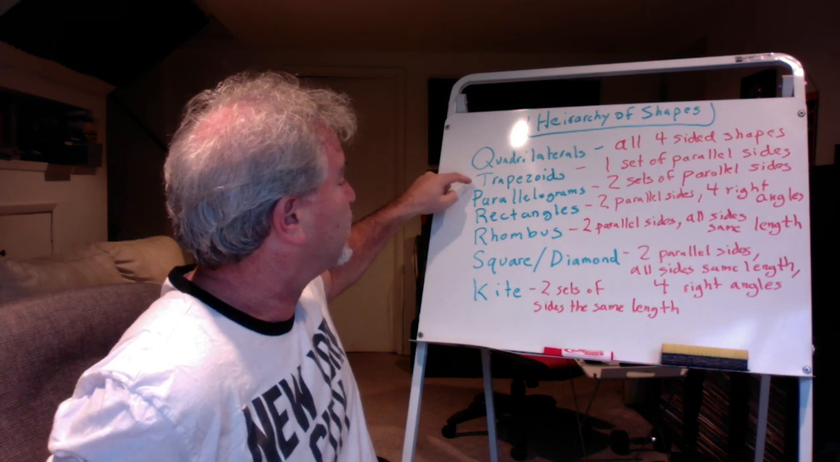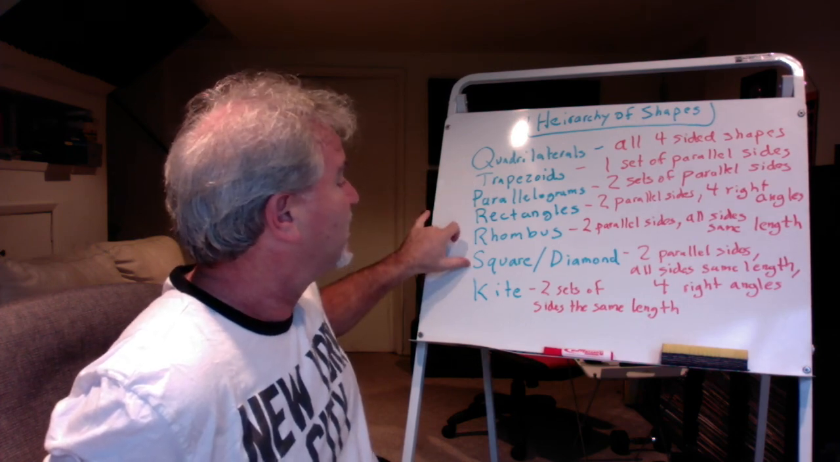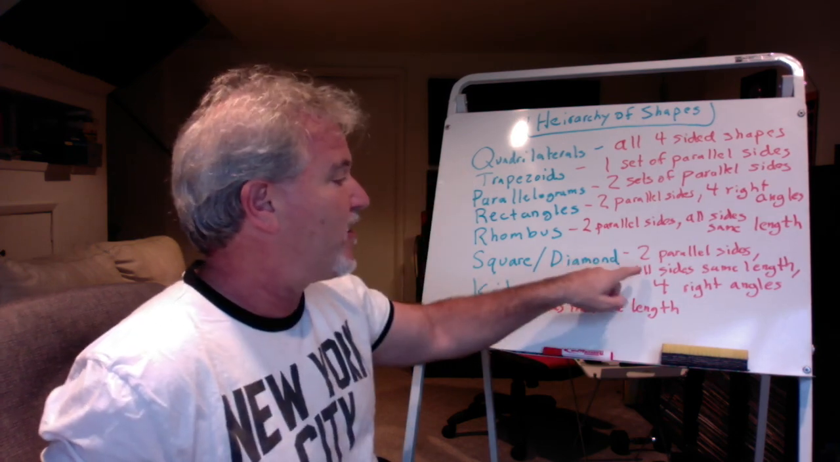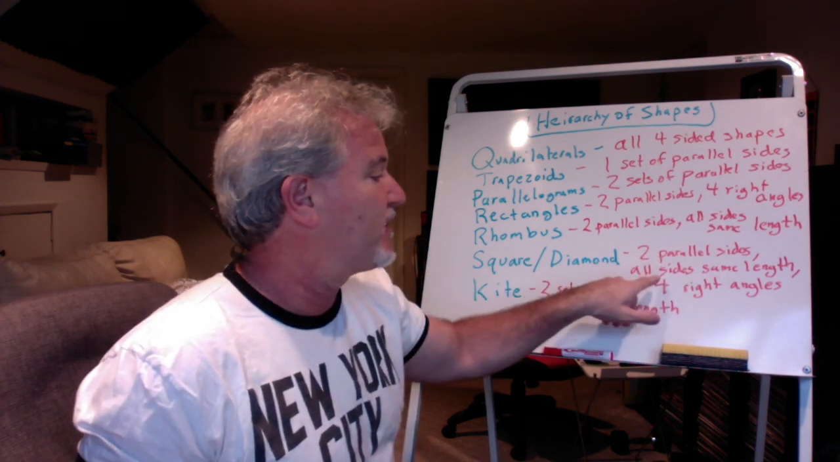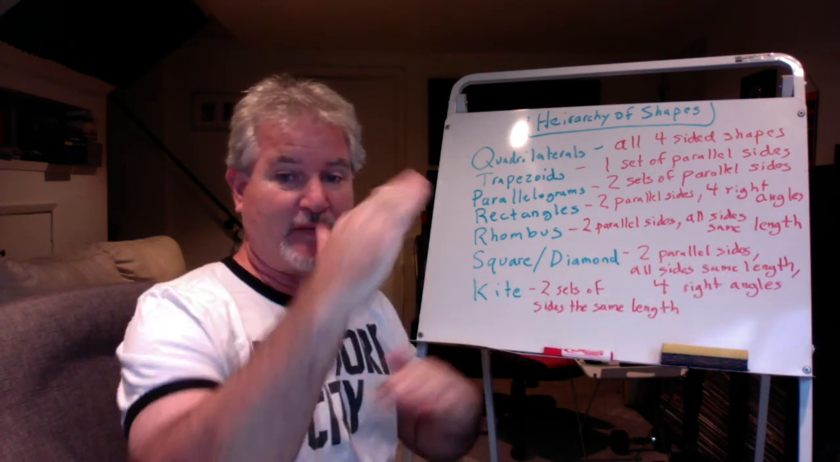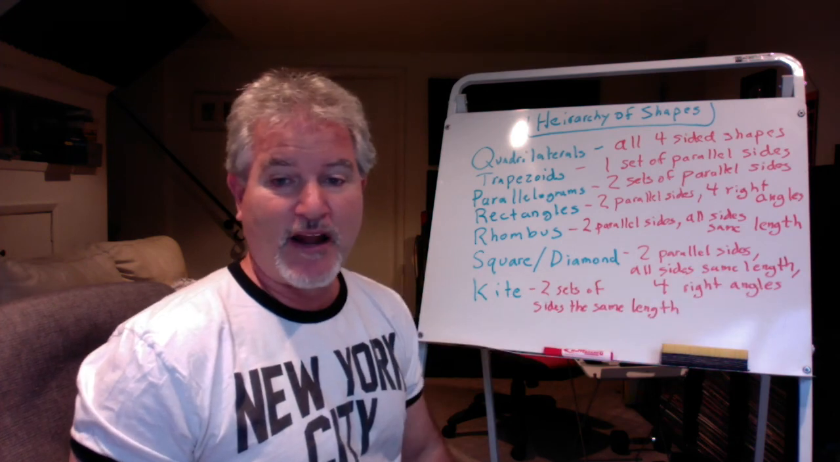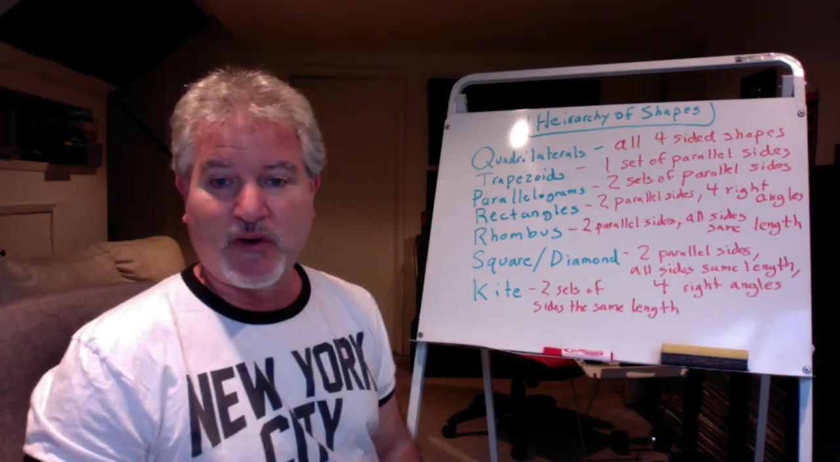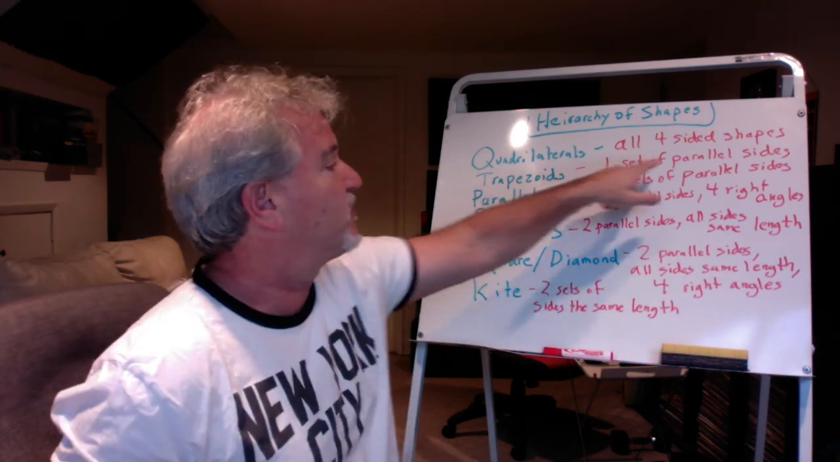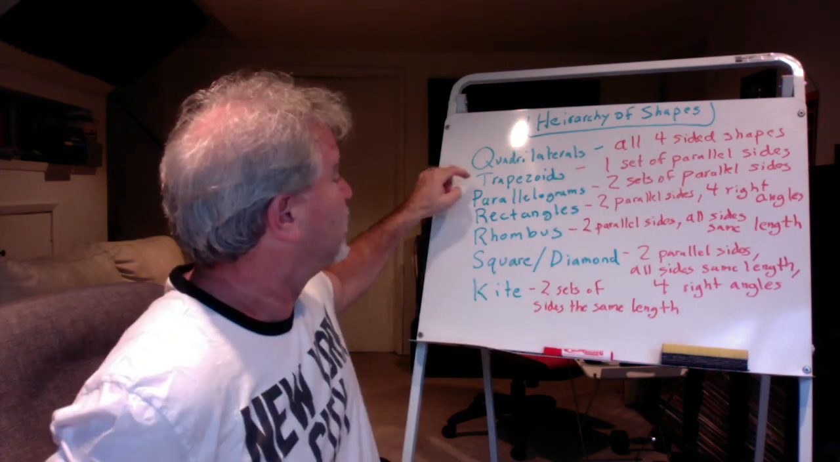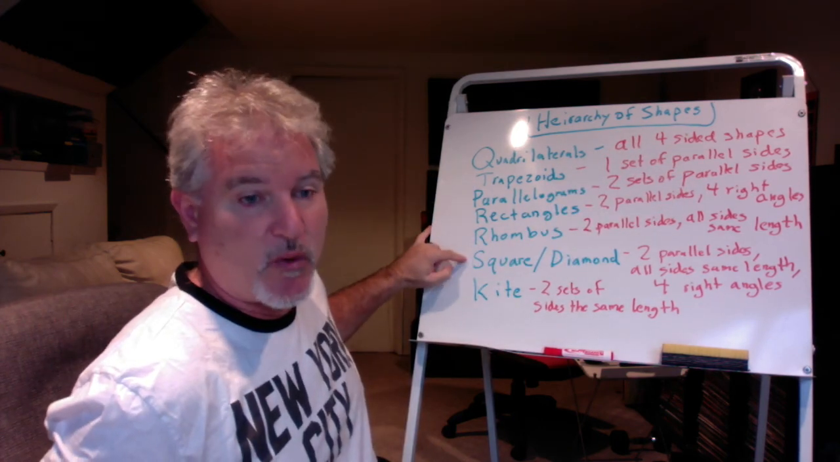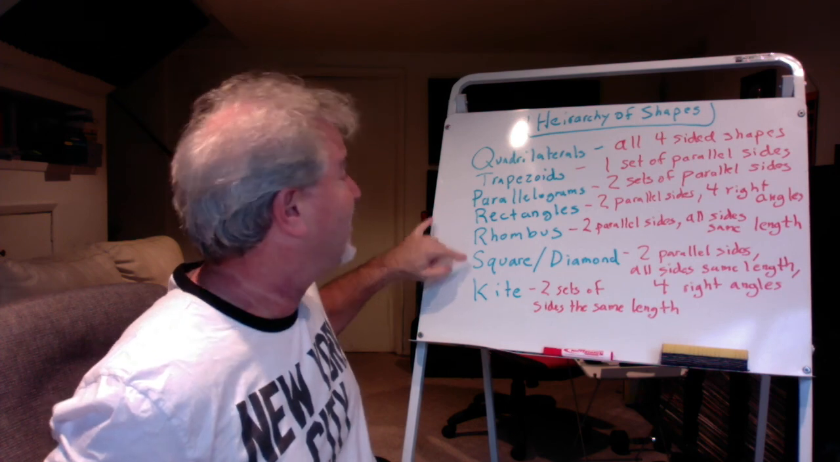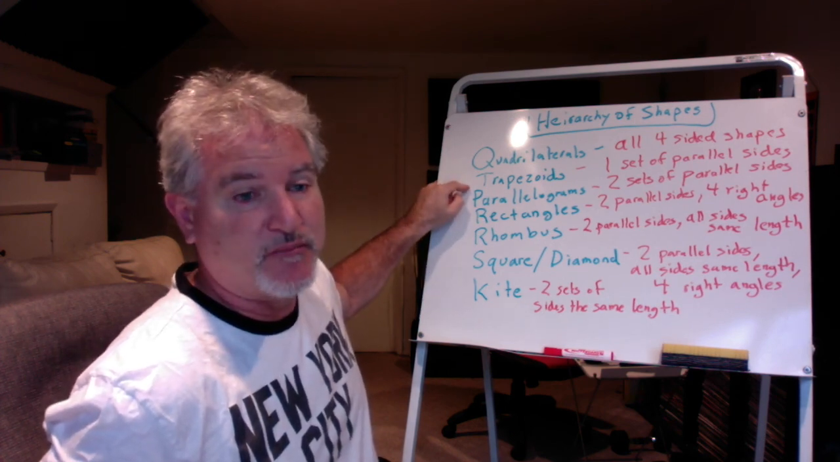If I say, is a trapezoid a square? Well, no, the definition of a square is it has to have two sets of parallel sides, all four sides have to be the same length, and it has to have four right angles. Well, that's not a trapezoid. A trapezoid just has one set of parallel sides. So a trapezoid is not a square, but a square is a trapezoid.